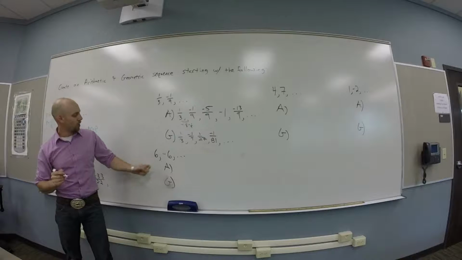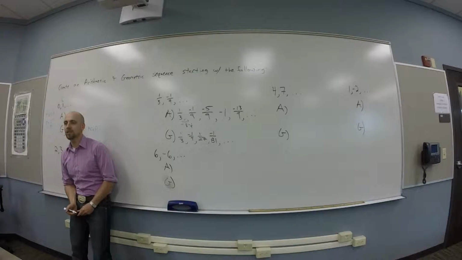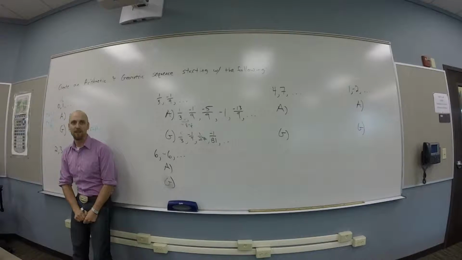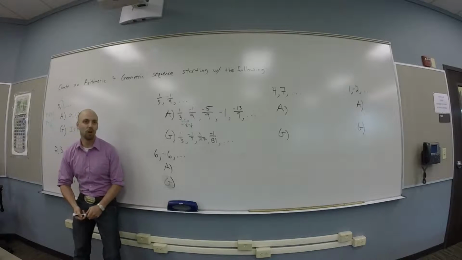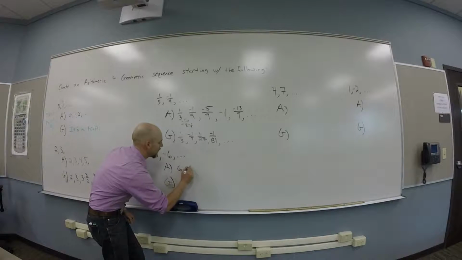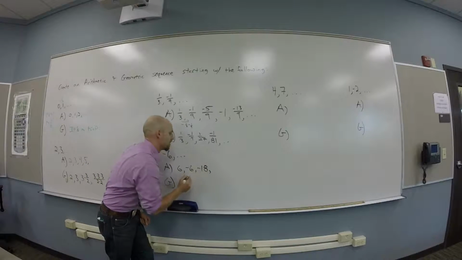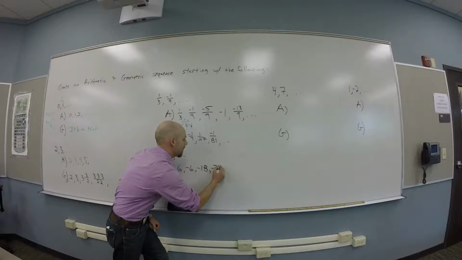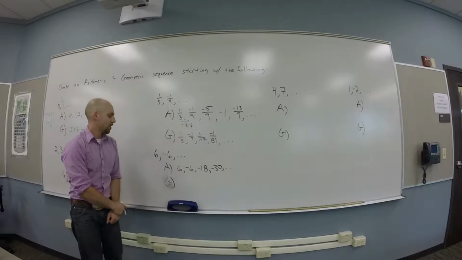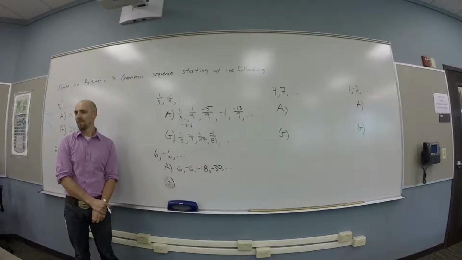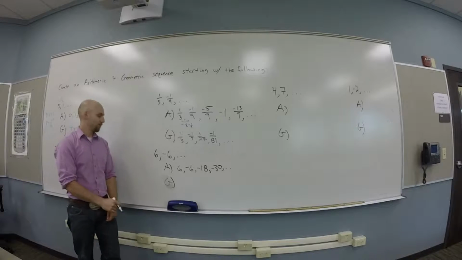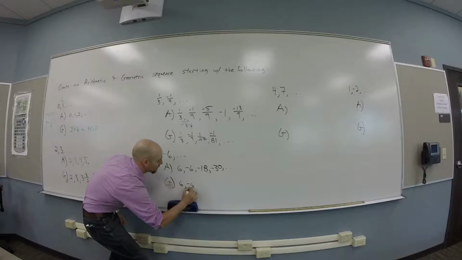How about Story's sequence of 6, -6? What's that arithmetic? Subtract 12. Yeah, we subtract 12, so we go 6, -6, -18, -30, and so forth. How about geometrically? Multiply by -1, so we go 6, -6, 6.